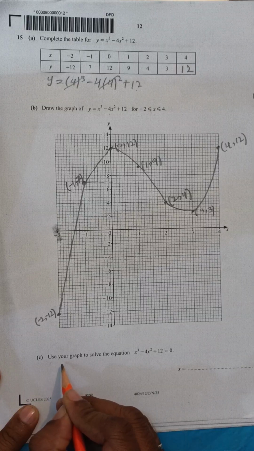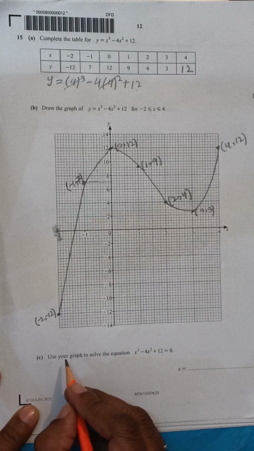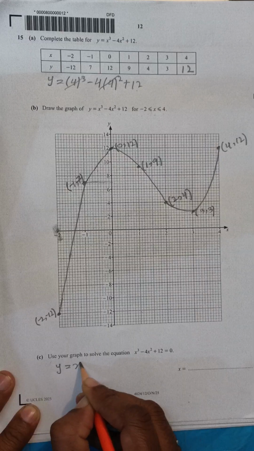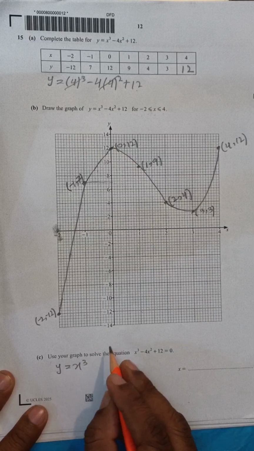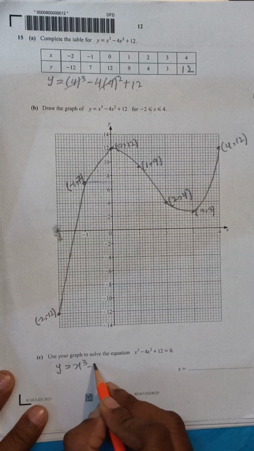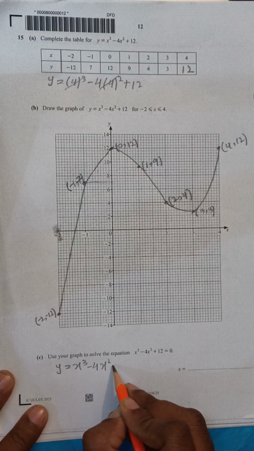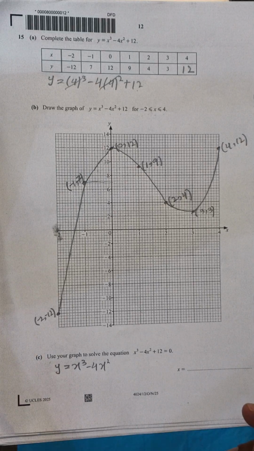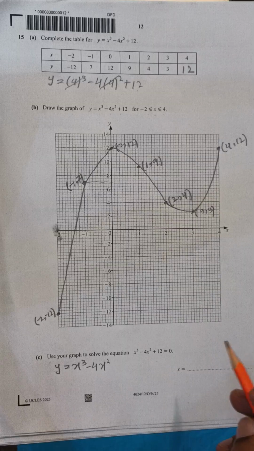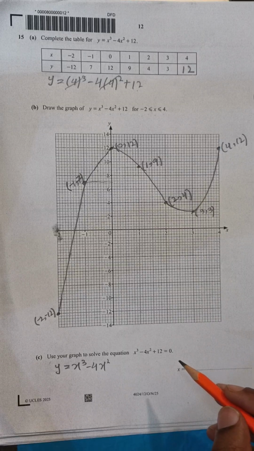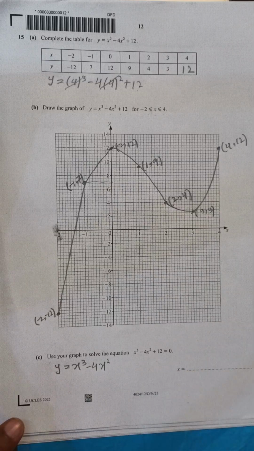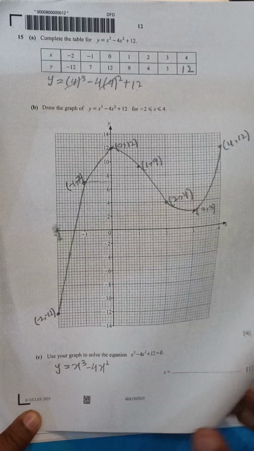So now the equation is what? The given equation is y equals x cubed minus 4x squared, and in the given equation, use the graph to solve it. Just a minute.